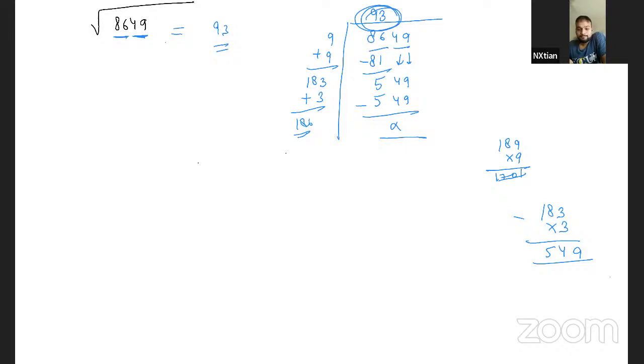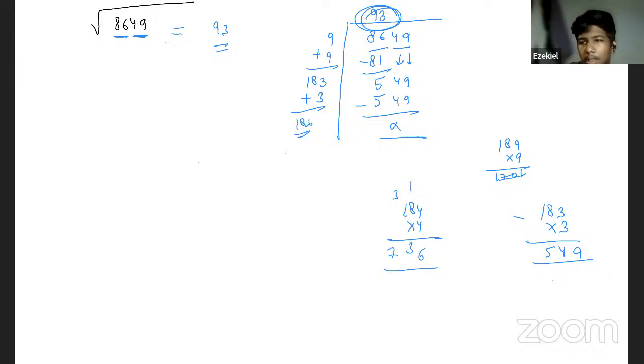Understood? So what if instead of 3, we took, let's say, 4? If you take 4, 184 multiplied by 4 becomes 736, which is bigger than that. Okay, so basically it has to be the same number or smaller. Yeah, smaller or same number. Correct. And the root is 93, right? Yeah, the root will be 93.